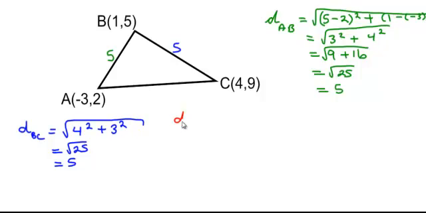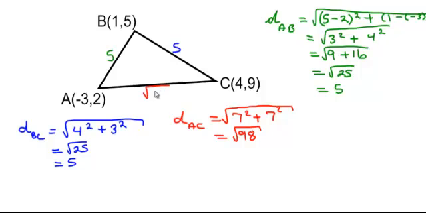Do my last distance from A to C. I'm going to do it in the short way again. 9 take away 2 is 7, 7 squared. 4 take away negative 3 is also 7. I square that. 7 squared is 49. 49 plus 49 is 98. And I take the square root of 98. I can call that the square root of 98.